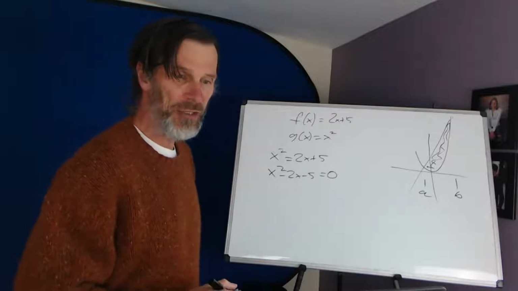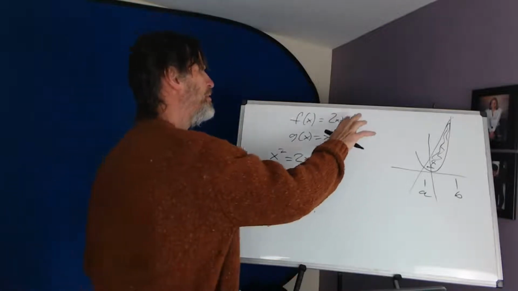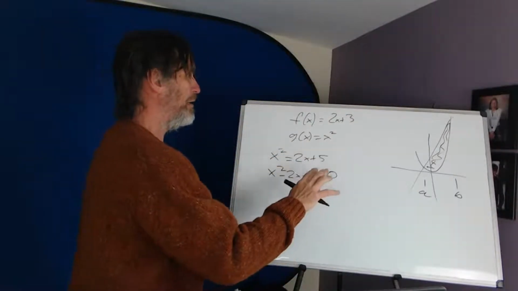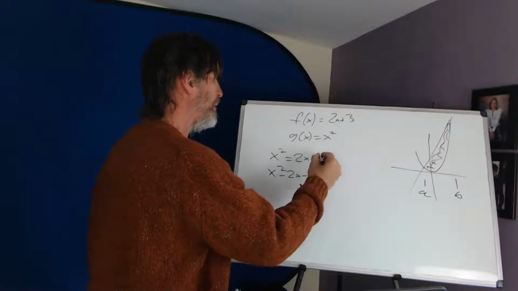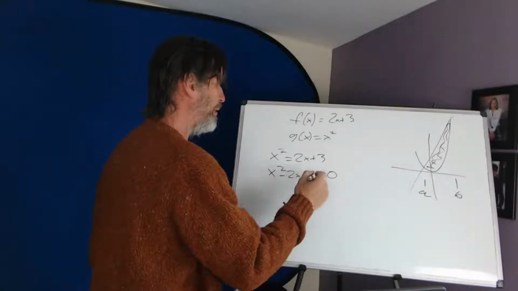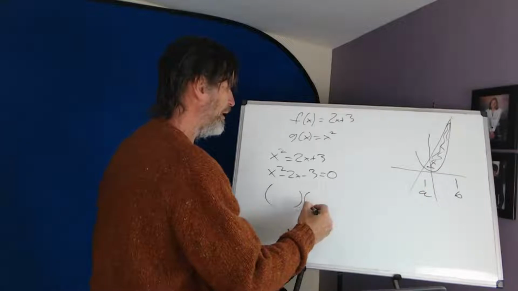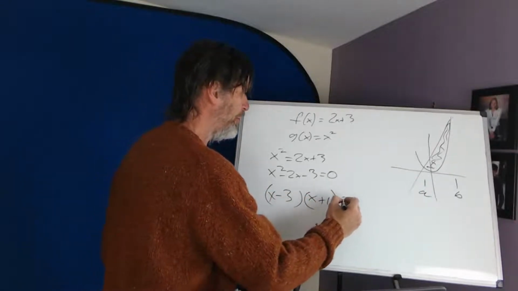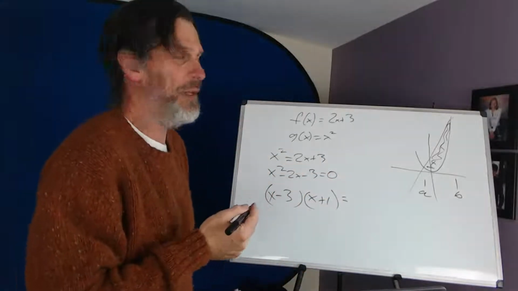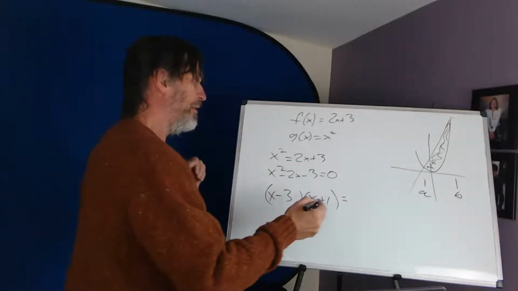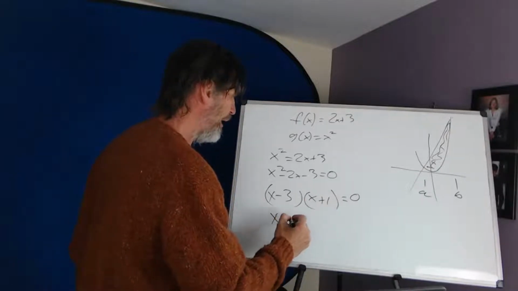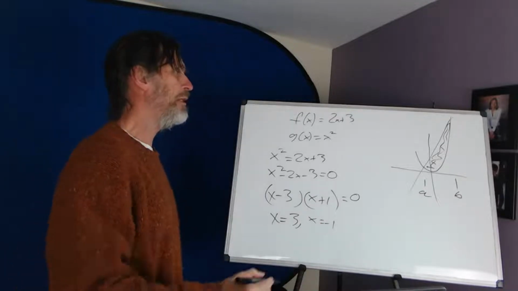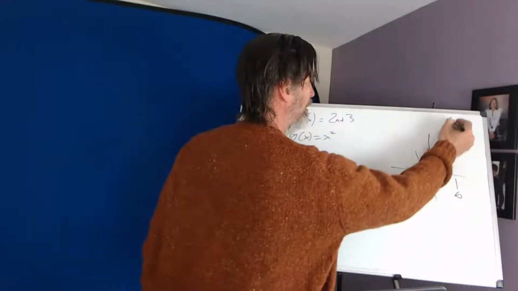So let me change this problem ever so slightly. Let's change this to 2x plus 3. So the y-intercept is 3 instead of 5. That'll make this be 3, and that way I can factor it a little easier: x minus 3, x plus 1. Or if you use the quadratic formula, at least there's not going to be any crazy root hanging around there. So the two x values are x is 3 and x is -1.